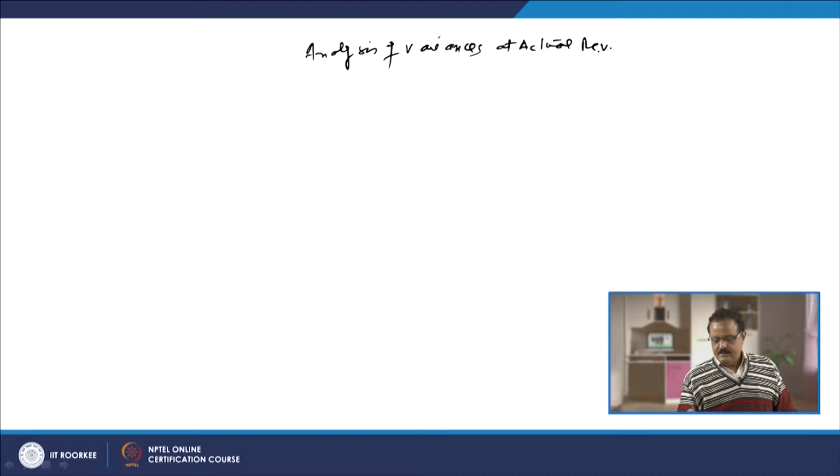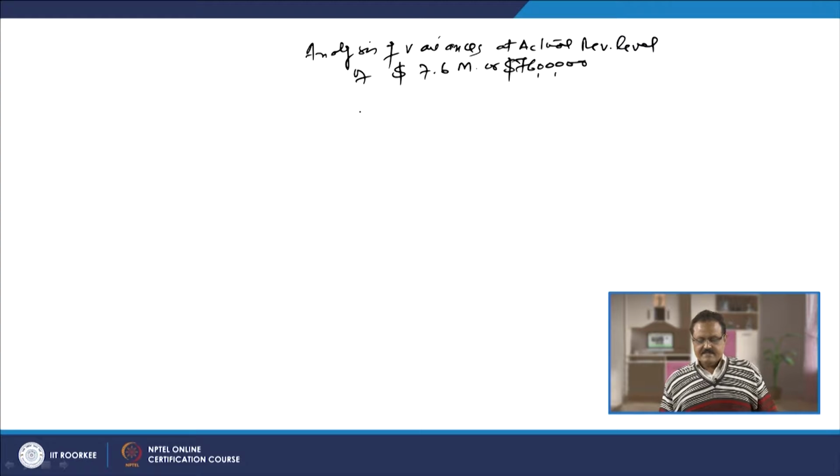Now, we will prepare this statement, and this statement is called the analysis of the variance statement. Analysis of the variances at actual revenue level of $7.6 million or 76 lakhs. So this variance should not be there. So analysis of the variances at actual revenue level of the 7.6 million or 76 lakhs.